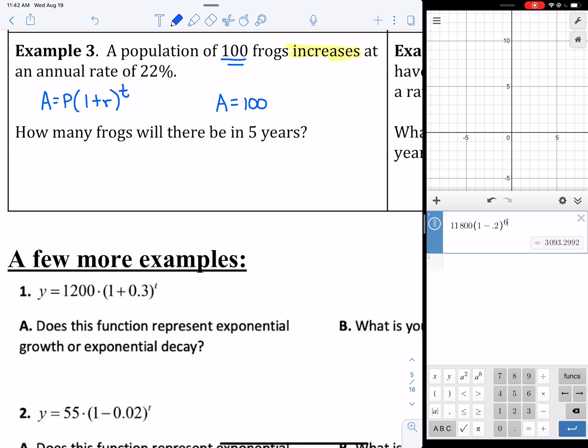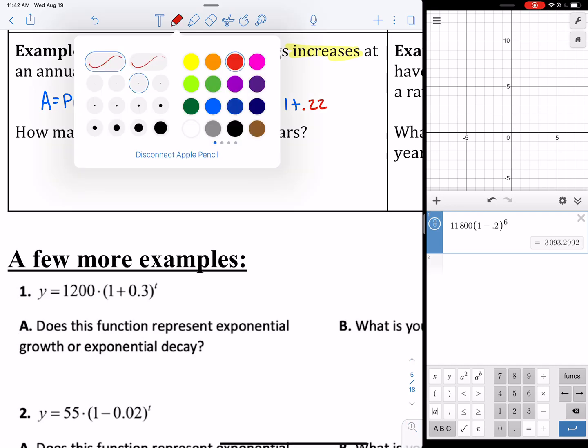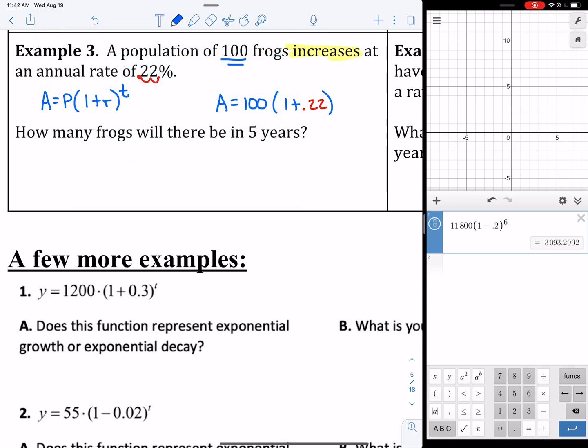But we had 100 frogs, 1 plus the rate of 22%. So 22%, if we move that decimal over 2 places, would be 0.22. Always change your rate to a decimal. And then let's put T, because this is the model of the situation.